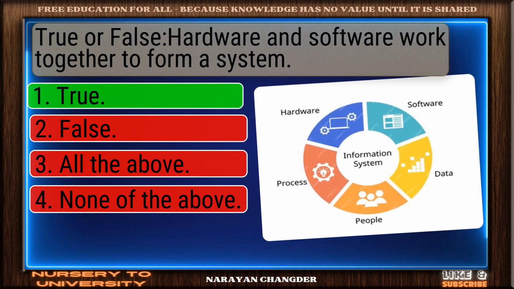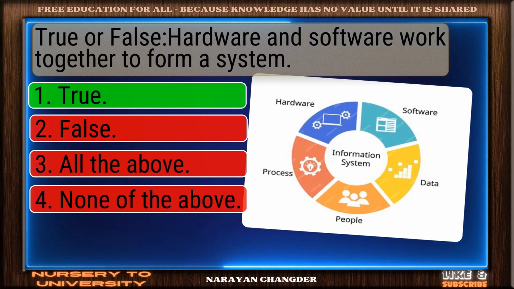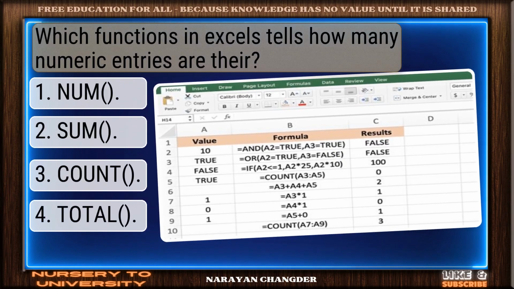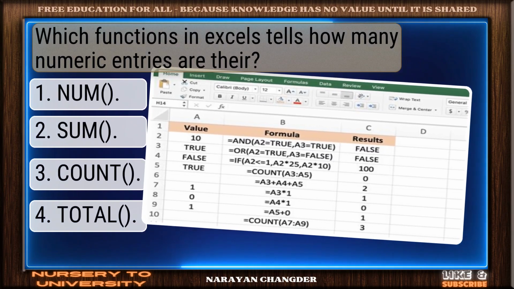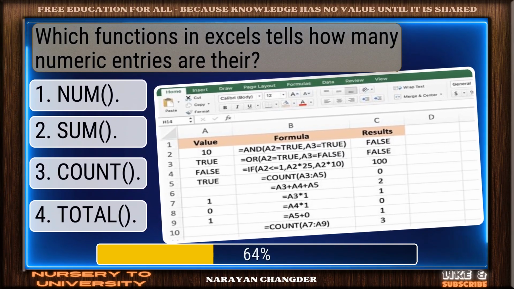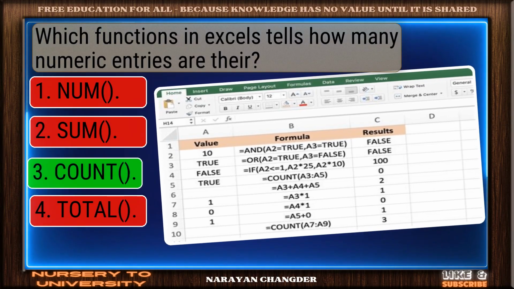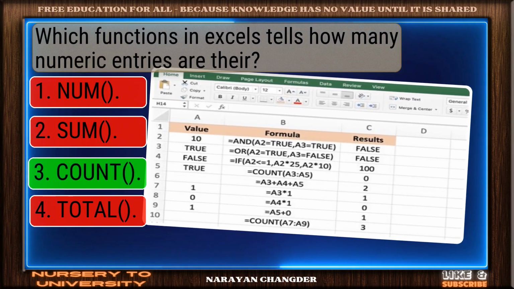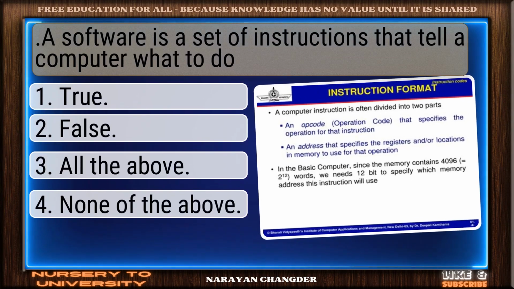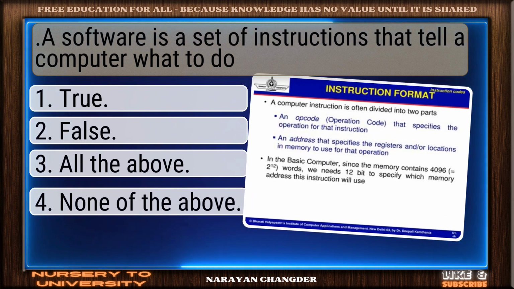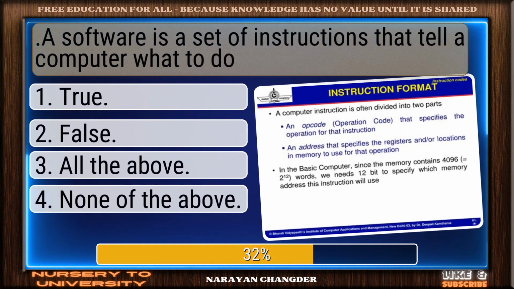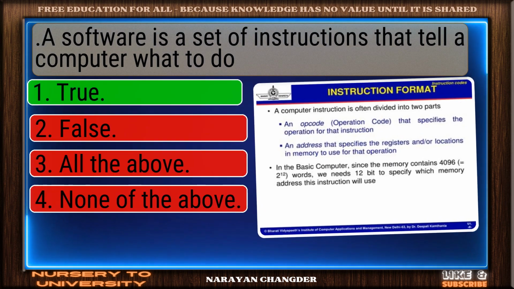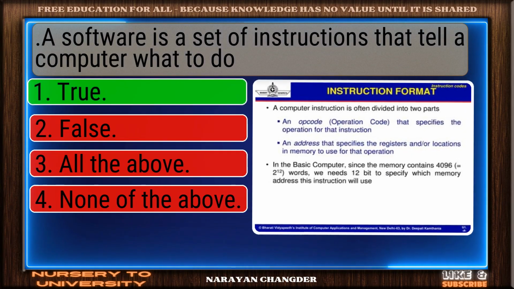Strong choice. True is the right answer. Which function in Excel tells how many numeric entries are there? Solid response. Count is a valid choice. Software is a set of instructions that tell a computer what to do. Bravo. True is the answer.